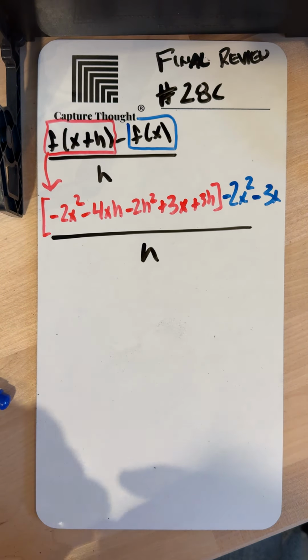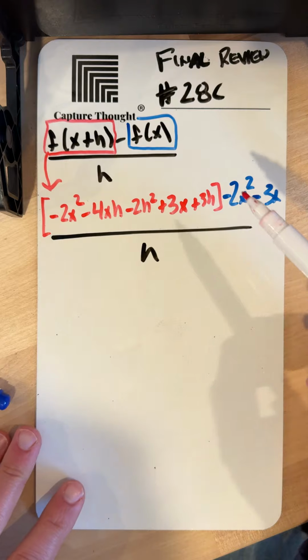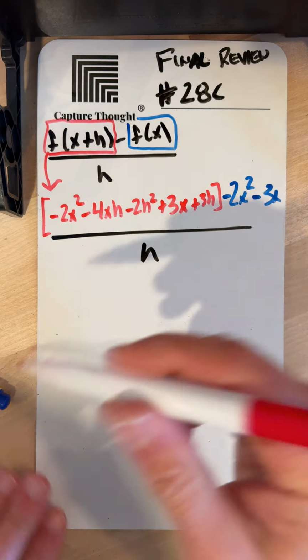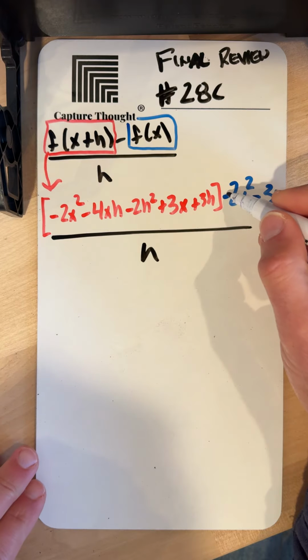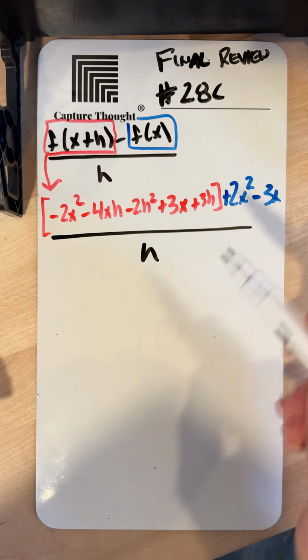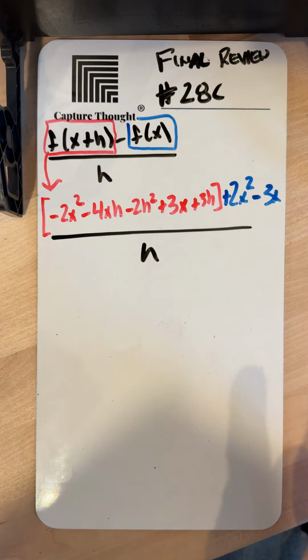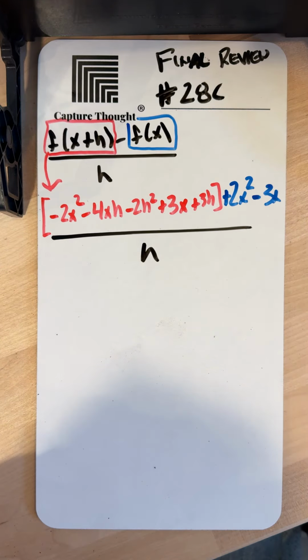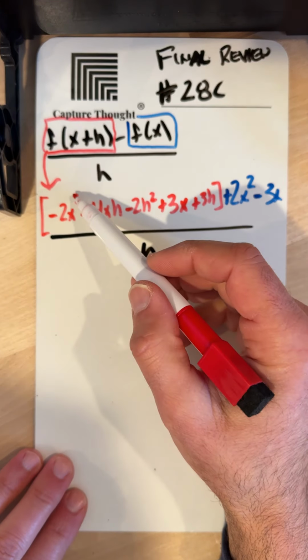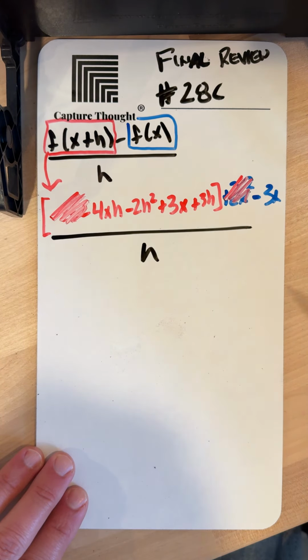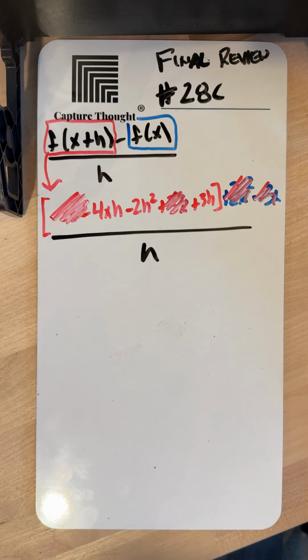So there are some things that are going to cancel out, right? Let's see here. Looks like, oh, this would be a positive 2x squared because it's a minus. So subtracting a negative would be a positive 2x squared. And then subtracting that would be a minus 3x right there. Okay, so that's right. So this negative 2x squared and this positive 2x squared go away. This 3x and this negative 3x go away.